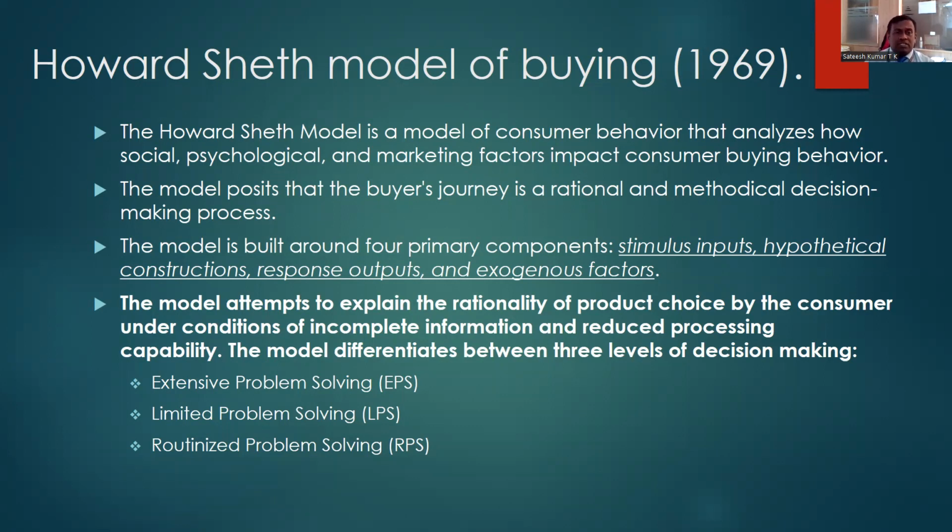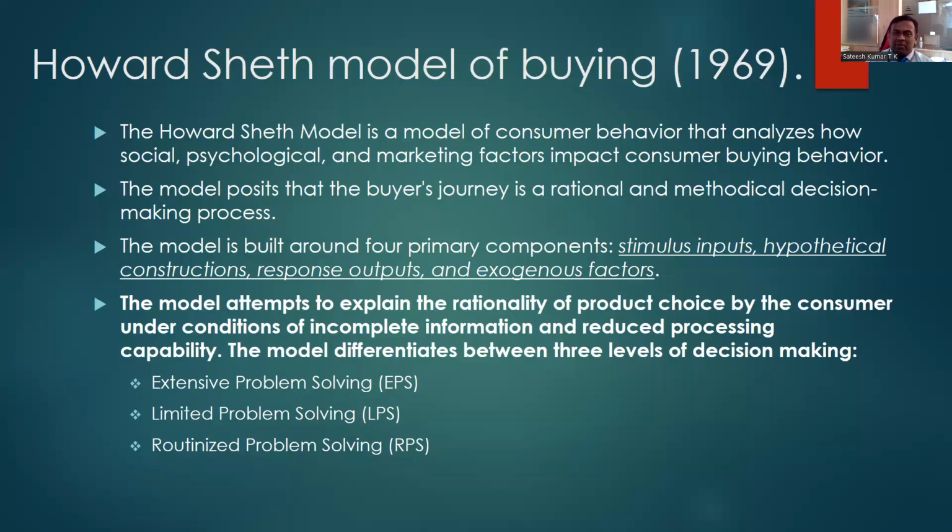This model posits that the buyer journey is rational and methodological decision making. He'll be taking a decision rationally. Sometimes the decision will be in a methodological process. The model is built around four primary components: stimulus input, hypothetical constructs, response outputs, and exogenous factors. What are those? Let us understand in the picture. Before we go, let us understand other premises for this model.